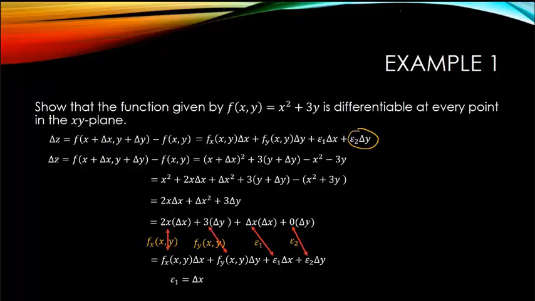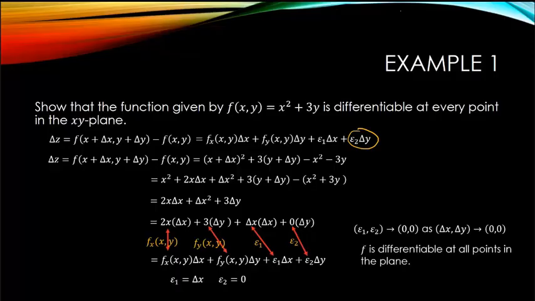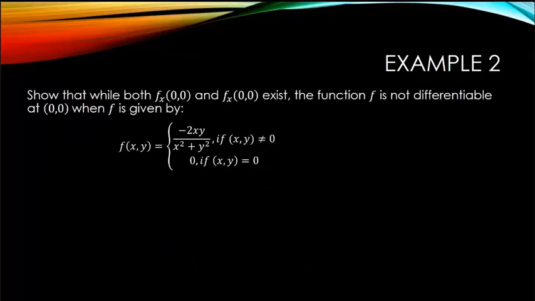You'll notice that epsilon 1 is delta x and epsilon 2 is 0 here, and that epsilon 1 and epsilon 2 do in fact approach 0 as delta x and delta y approach 0. This means that f is differentiable at all points in the xy plane.